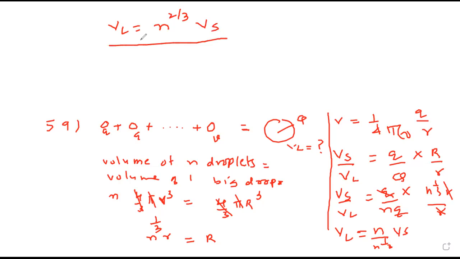If you memorize this formula, you can do any MCQ within just 30 seconds. So when N droplets combine to form a single drop, V of large is N raised to 2 by 3 times V of the smaller one. Here it is option D. Right.